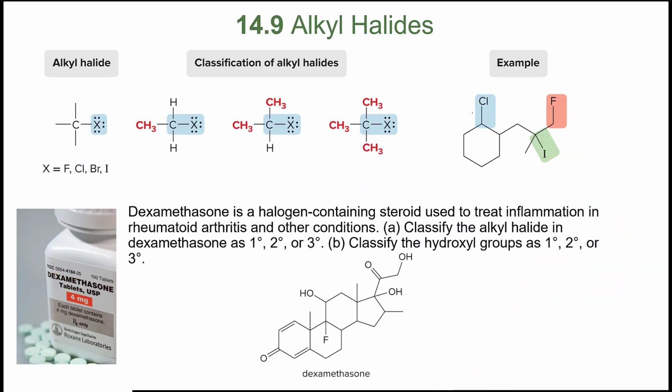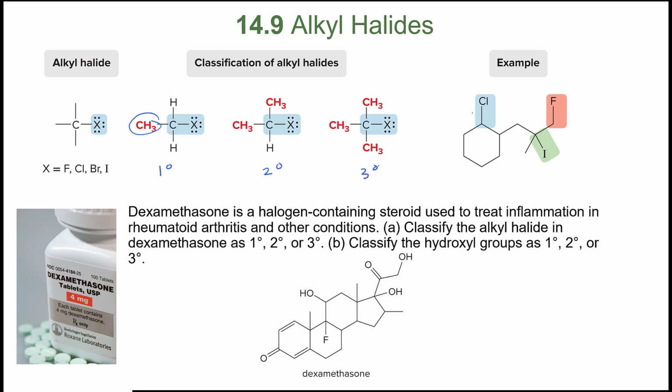The next category we're going to look at is alkyl halides. An alkyl halide is a carbon that's attached to a halogen, which is fluorine, chlorine, bromine, or iodine. And there are different classifications, just like we had with alcohols. If the C-X carbon is attached to one other carbon, this is primary. With 2 carbons, it's a secondary alkyl halide, and with 3, it's tertiary.